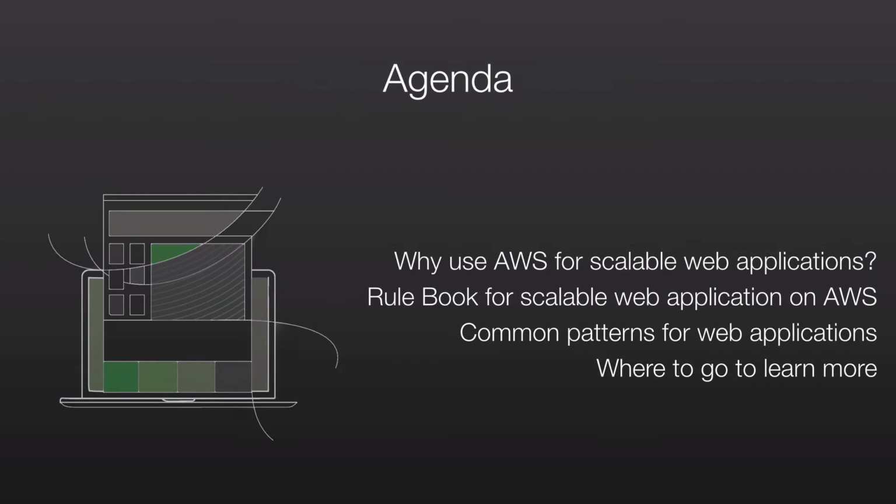Well, we're going to talk about why customers choose to use AWS for this type of workload, for this kind of application, for their scalable web applications. We'll take you through a pretty detailed rule book of principles that you can apply when you're developing, deploying, and operating web applications on AWS. And then we'll talk about common patterns. And we'll then show you, as usual, some resources that you can use to learn more about applying the AWS cloud to this particular type of use case.